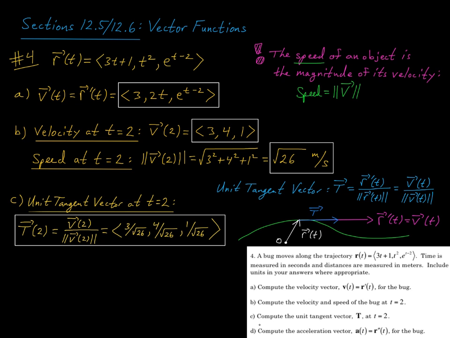Okay, great. And then last up is D. It says compute the acceleration vector for the bug. So I'm just going to differentiate my velocity vector from part A, which is also the second derivative of r of t. That's going to give us 0, 2, e to the t minus 2.